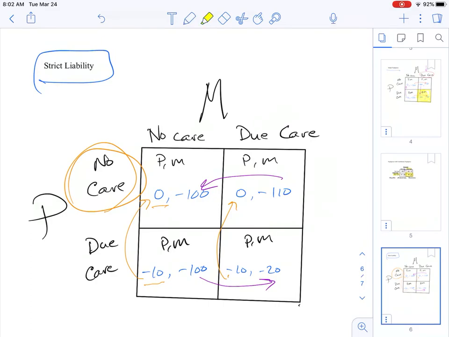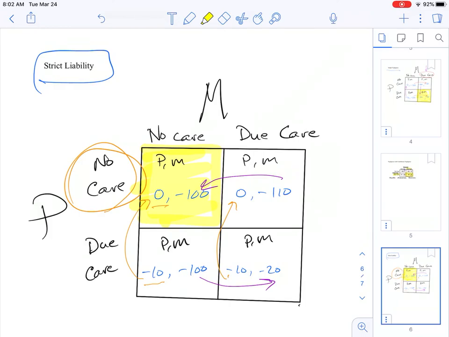And even if the pedestrian does not take care, then the motorist is better off not taking care as well. And we end up in this cell up here where nobody exercises care. So a similar outcome to a world where we had no tort liability, and we miss out on the savings to society of having people take precautions and minimize accidents. So strict liability, probably also not an optimal liability regime.